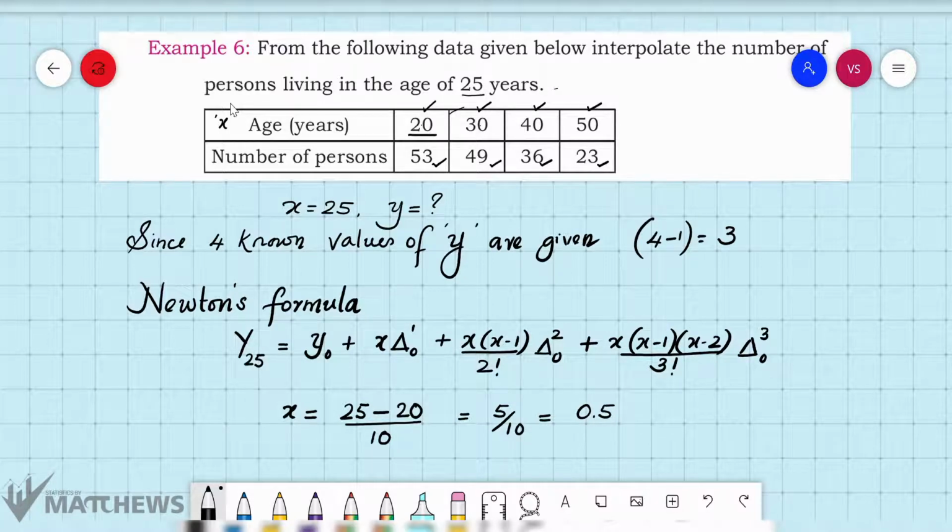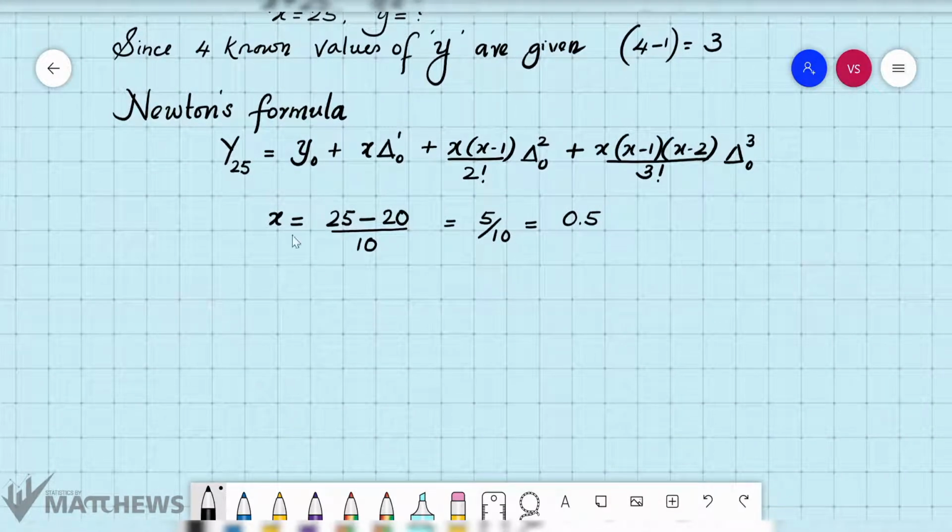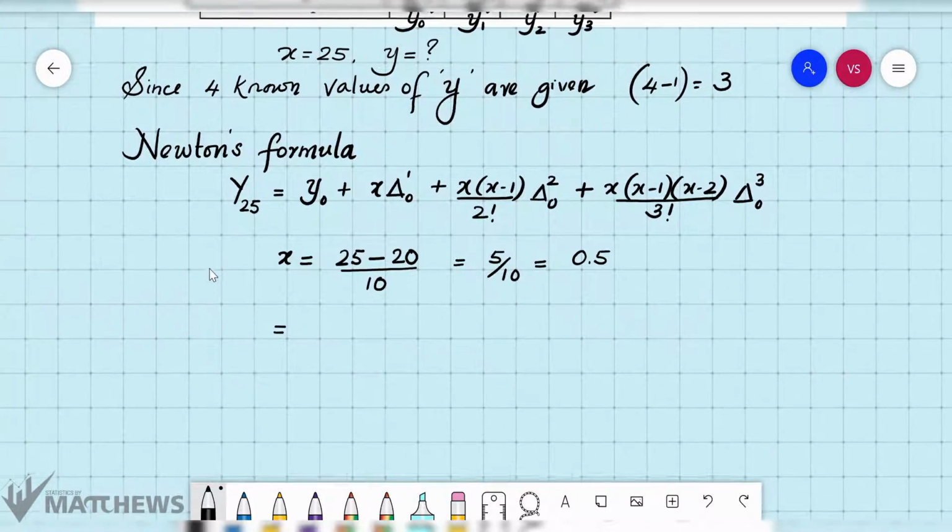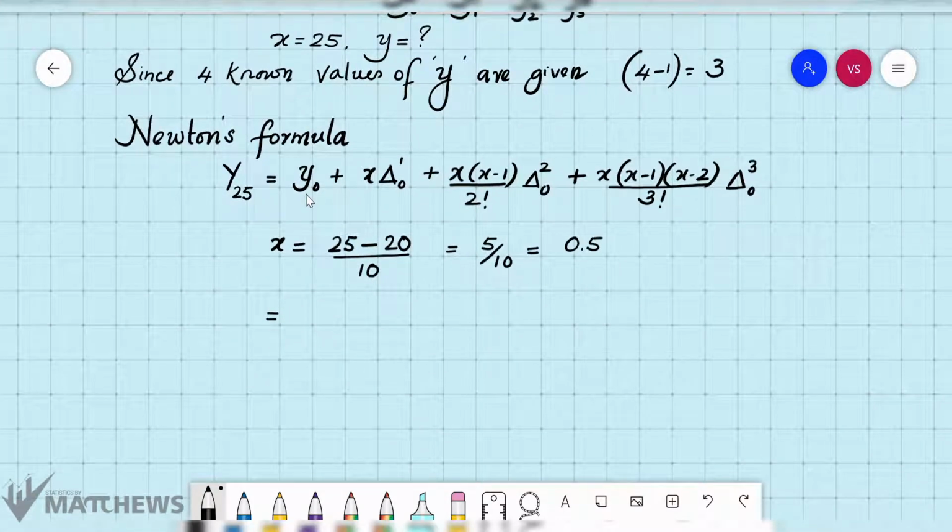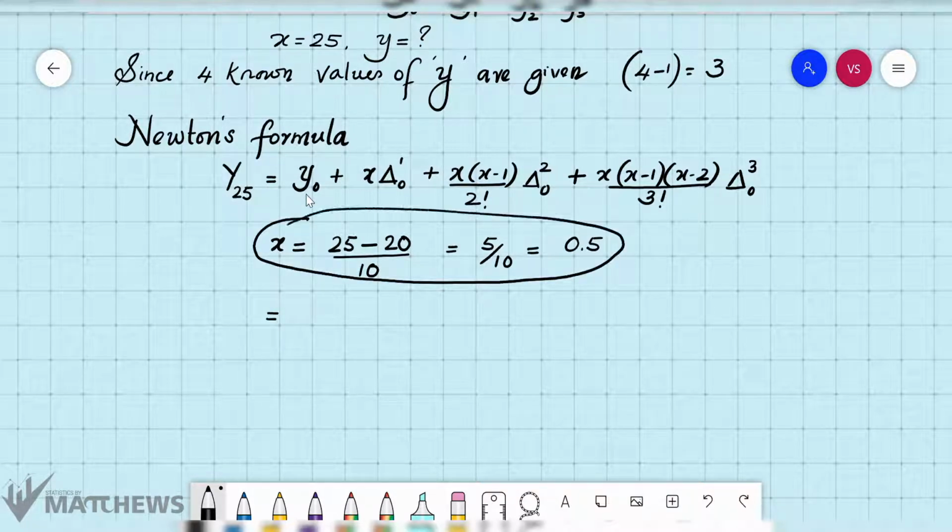Now, this is y0 for us. This is y1, this is y2, and this is y3. So now let's substitute those values into the formula, students, and then we can get the desired answer. That is y naught. What is y naught? Y naught is 53. I'll circle it because this is not there in the formula. I'm just substituting here. Y naught is 53 plus x, which is 0.5.